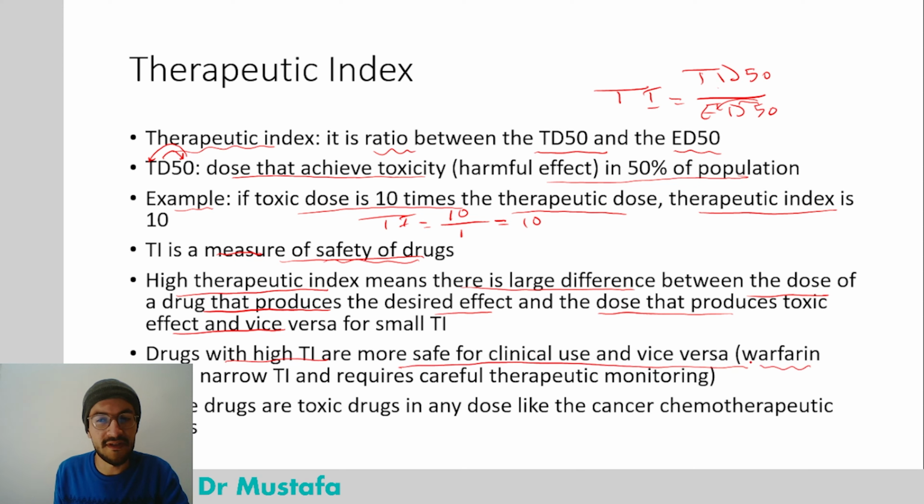An example is warfarin, which has a narrow TI and requires careful therapeutic monitoring so we don't reach toxicity. And some drugs are toxic at any dose. An example of that is cancer chemotherapeutic drugs.